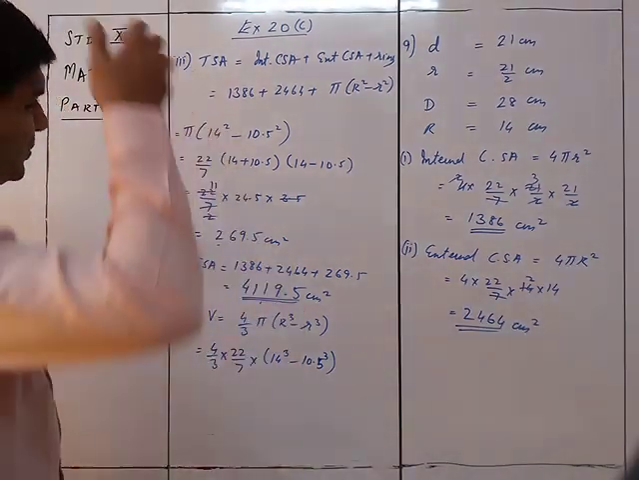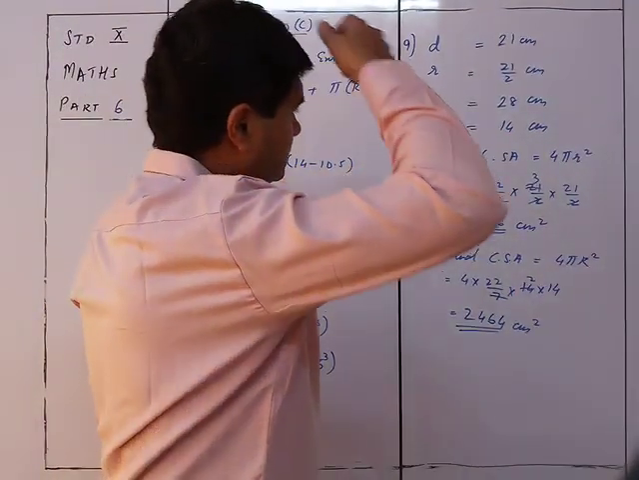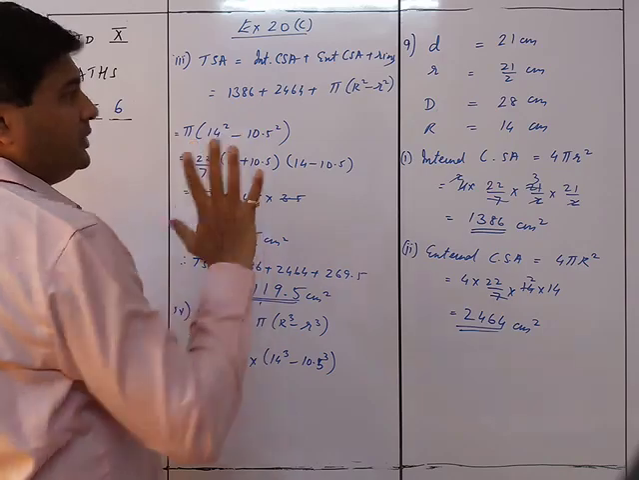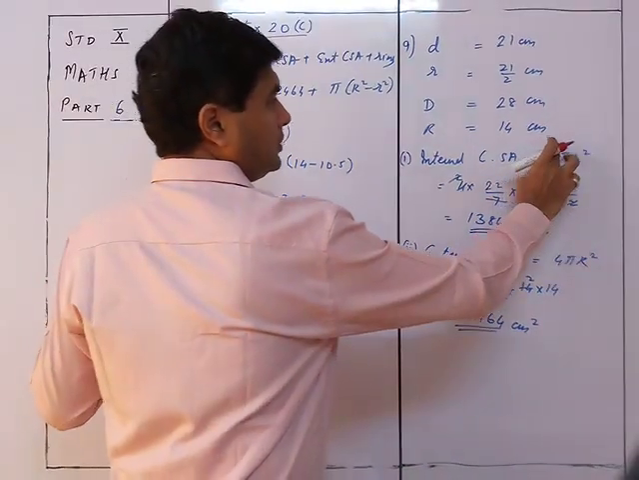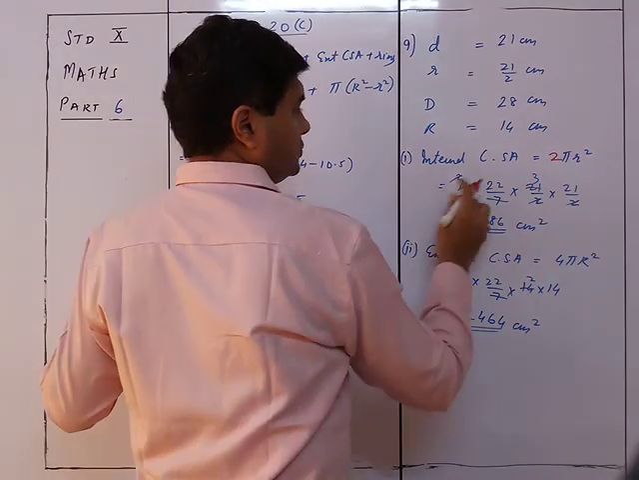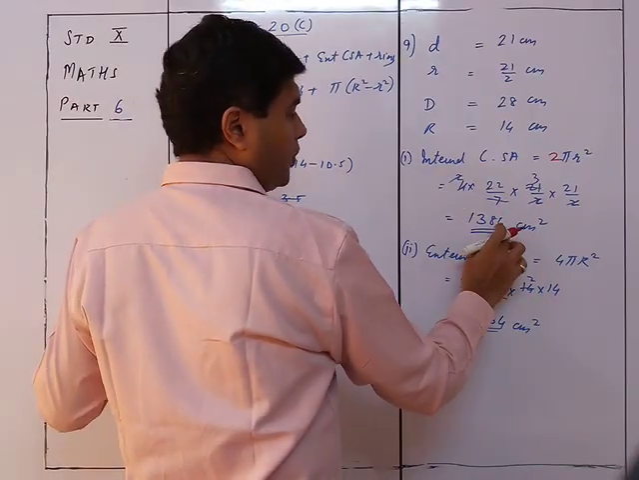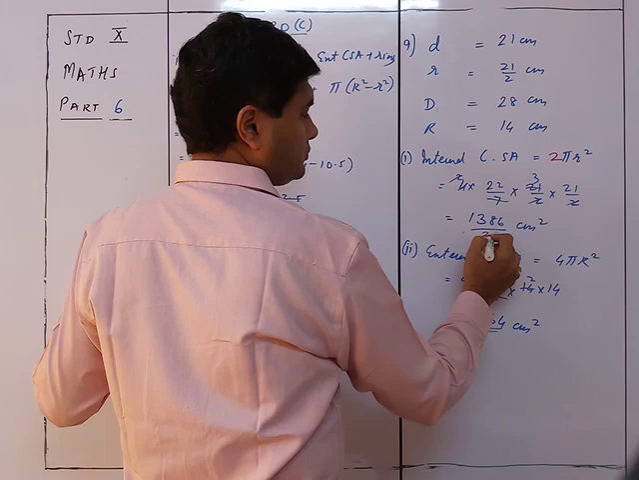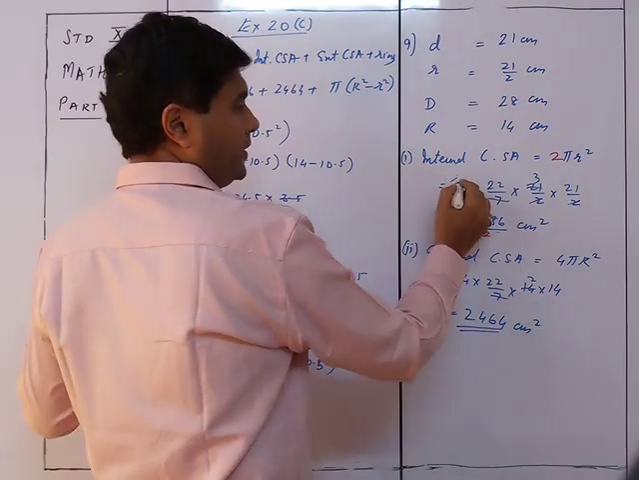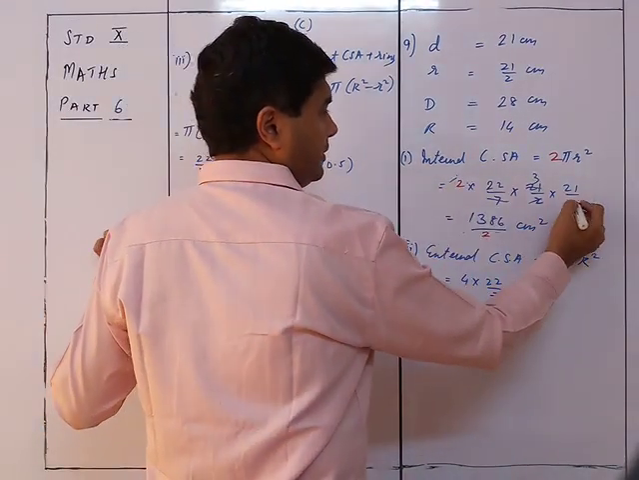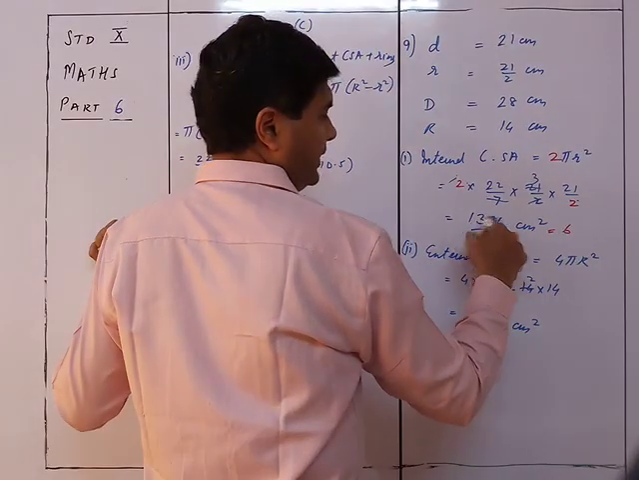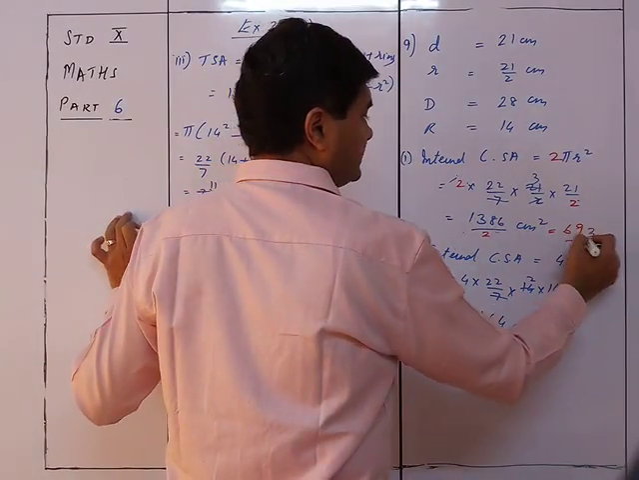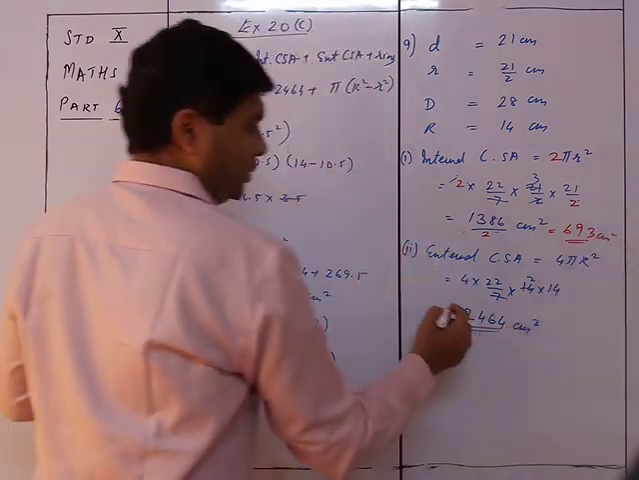Just a minute. Oh no, it's a hemisphere. So it is 2 over here, and that's why this will be upon 2. Because this is 2 over here, this 2 will remain. So accordingly 1386 upon 2 will be 693 centimeter square.